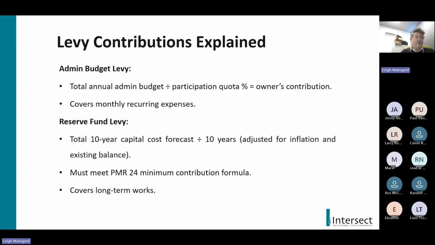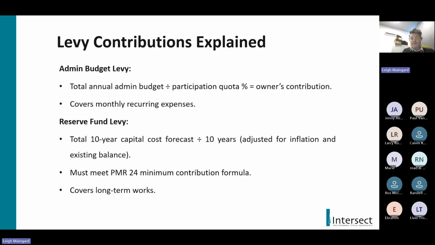And it covers the monthly recurring expenses, as we mentioned before. And the reserve fund budget is a bit more complicated. It is your total 10-year capital cost forecast divided by 10 years, as I mentioned above, and the admin budget divided by 12 months. And then it's adjusted for inflation and the existing balance, with any escalations that whoever has prepared the budget believes should be applied.